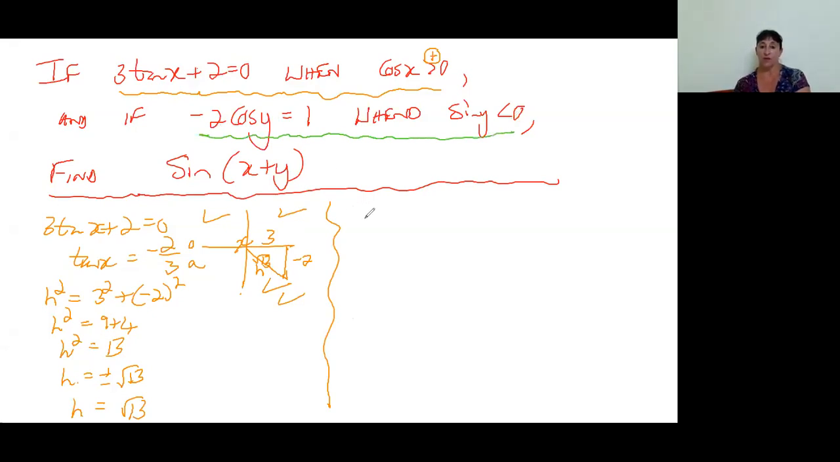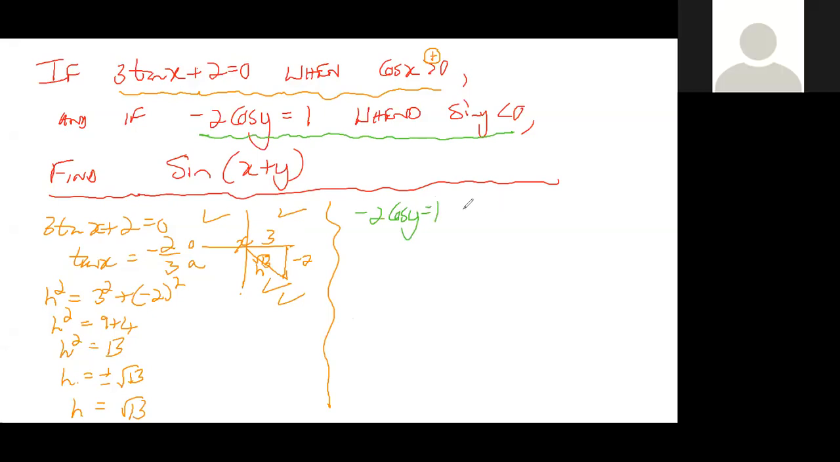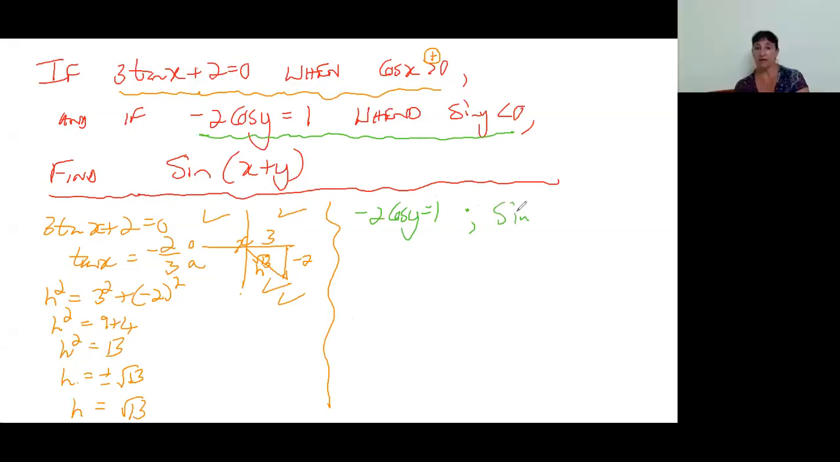Okay, so minus 2 cos y equals 1. You want to ask something? All right, so we're going to rearrange this one. So cos y equals 1 over minus 2. Okay, so that's adjacent over hypotenuse.